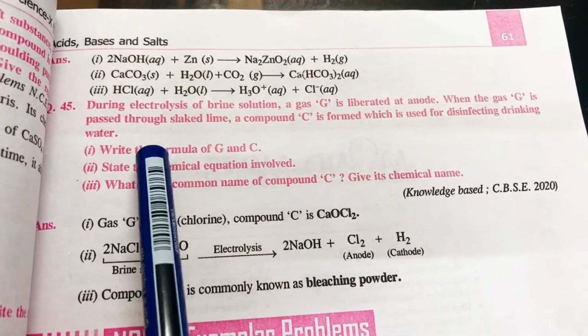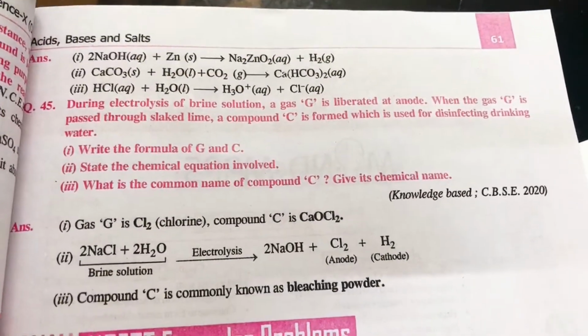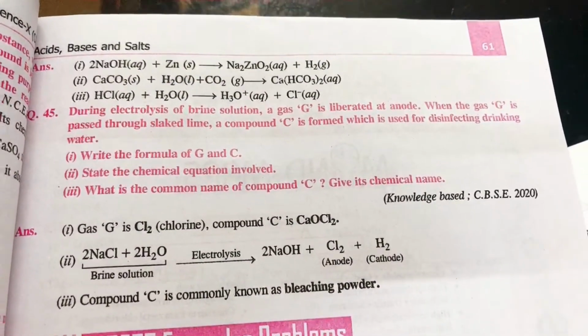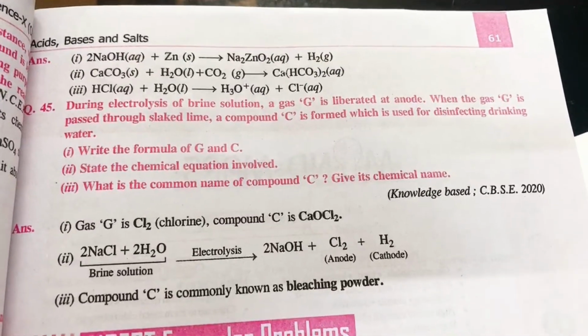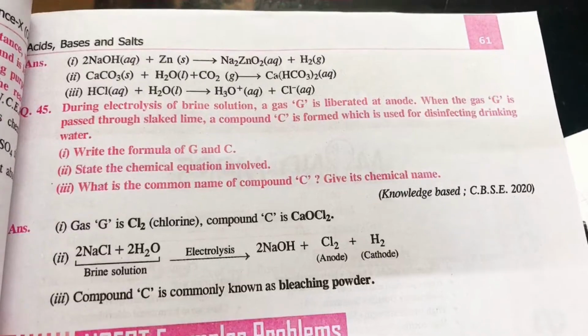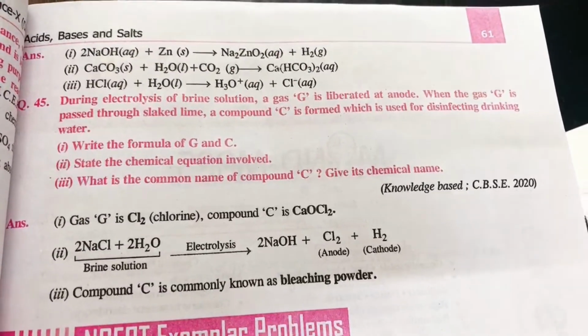Question number 45, students. During electrolysis of brine solution, a gas G is liberated at the anode. When the gas G is passed through slaked lime, a compound C is formed, which is used for disinfecting drinking water. Write the formula of G and C.